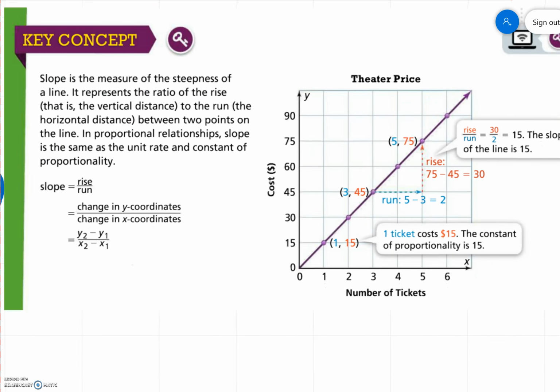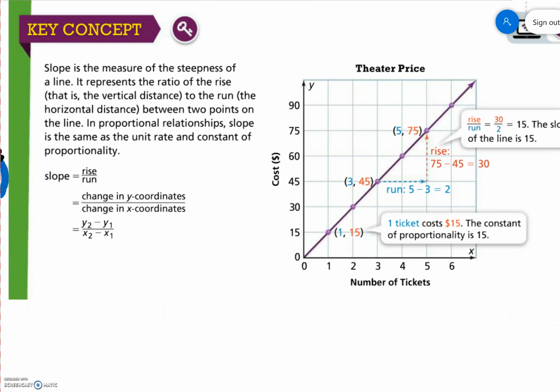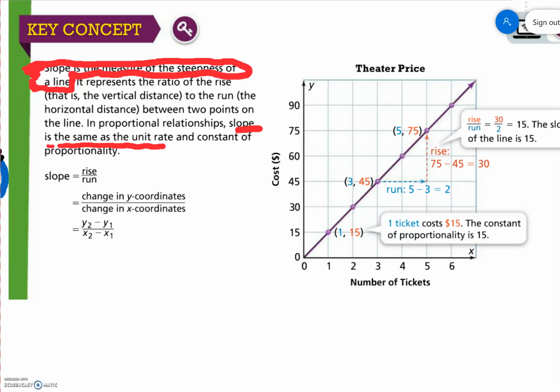Key concept. Slope is a measure of the steepness of a line. So here's your vocab. Slope is a measure of the steepness of a line, how steep it is. It represents the ratio of the rise, that is the vertical distance up and down, to the run, the horizontal distance, left and right, between 2 points on the line. In proportional relationships, slope is the same as the unit rate and the constant of proportionality. Slope is rise over run, and here's our formula for it.